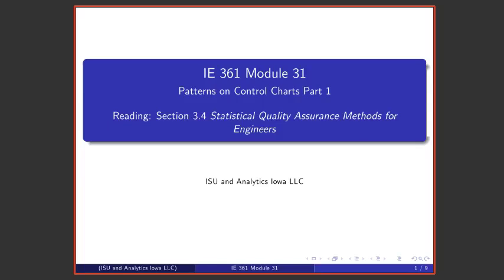Welcome to Module 31 in this series of lectures on statistical process improvement and statistical quality assurance. We've been talking about control charting and pretty much acting as if all one ever does with a control chart is to plot points, find limits, and see if points are inside of control limits. That's really not a completely accurate description of how these are used.